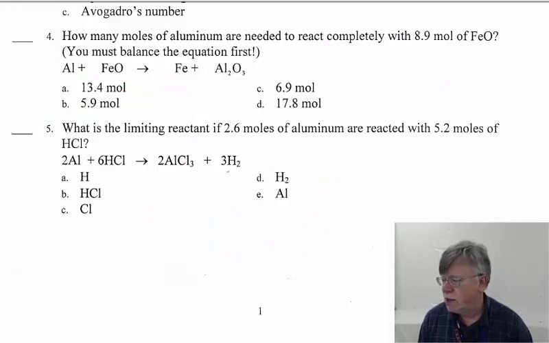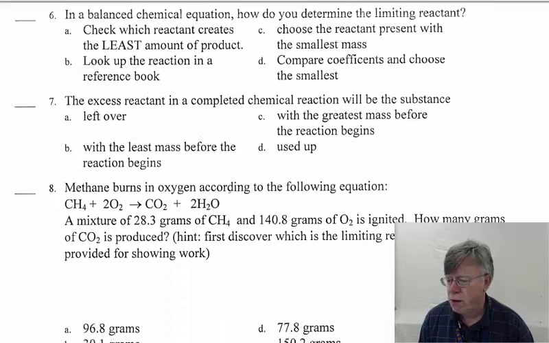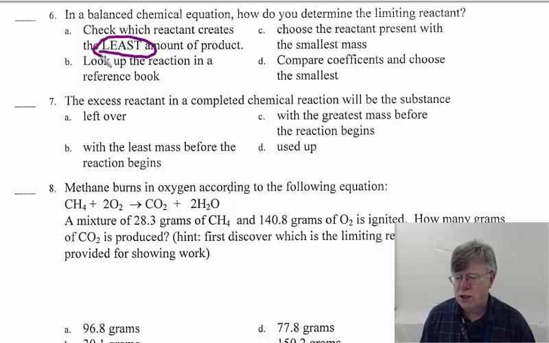So let's advance the test now to the next page. A couple of multiple choice questions. Should go kind of fast here. So in a balanced chemical reaction, how do you determine the limiting reactant? Well, we just saw the case where you check to see which reactant produces the least amount of product. We just saw that in the last problem. So that has to be the answer, A.